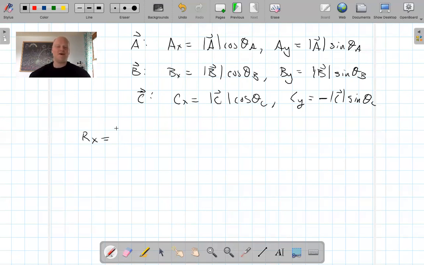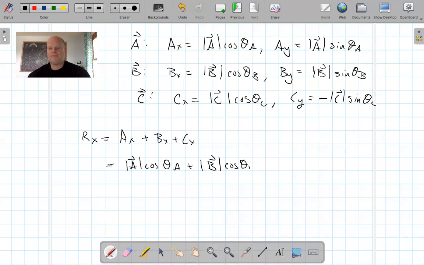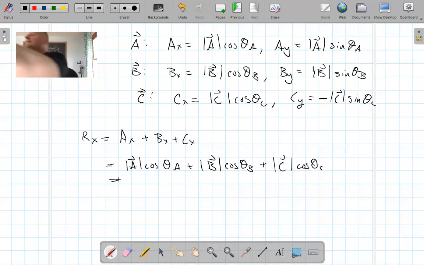So good. From here, I can calculate Rx. Rx, as we said, is simply equal to Ax plus Bx plus Cx. So in this case, this is equal to the magnitude of vector A cosine of theta A, plus the magnitude of vector B times cosine of theta B, plus the magnitude of vector C times cosine of theta C. Plug in our numbers. What we find is this works out to be 50.16 in whatever units that is.